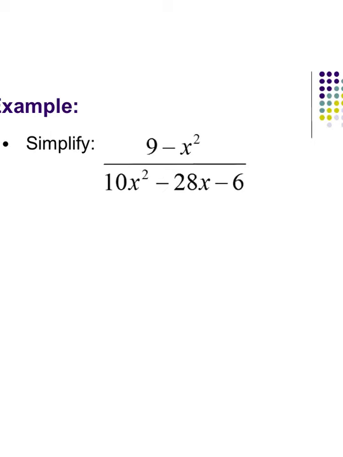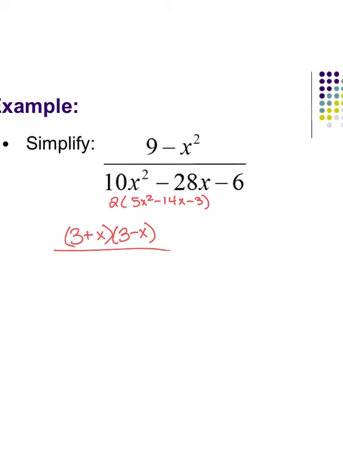Last example, if I look at the top, I notice that those are both perfect squares. So again, the number is in front, so it becomes 3 plus x and 3 minus x. If I look at the bottom, the first thing that I notice there is that all of these terms are divisible by 2. So this now becomes 5x squared minus 14x minus 3.